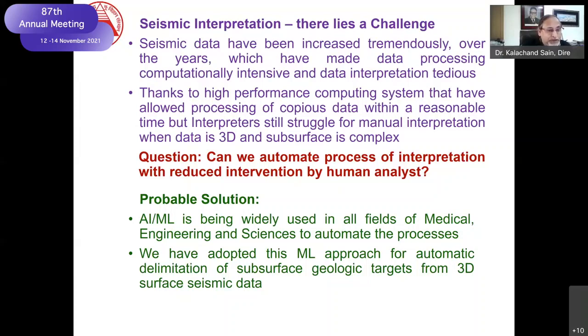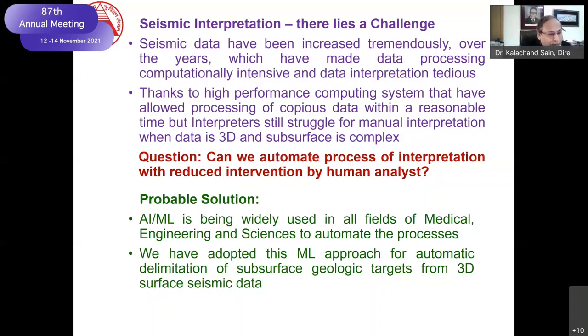Is it possible to reduce the human intervention so that we can get quite accurate subsurface information in reasonable time, and by reduction of human intervention? That's the objective of this work. I am quickly presenting how we can achieve that.